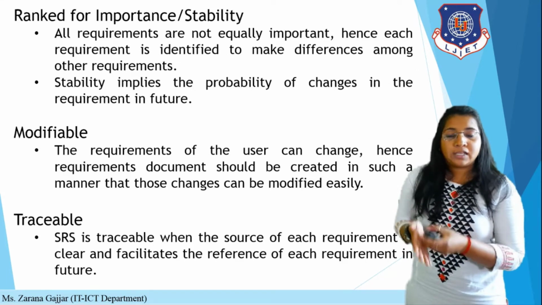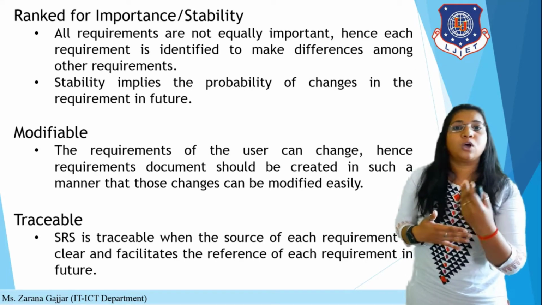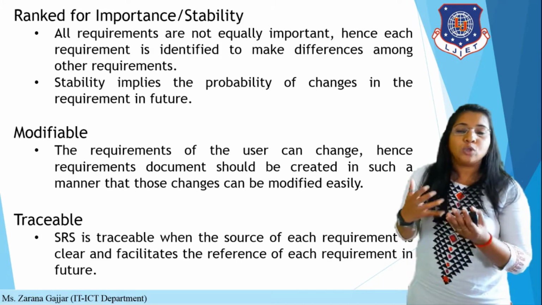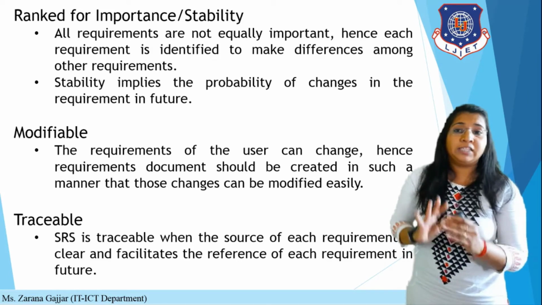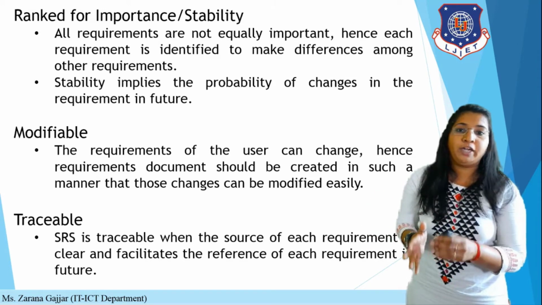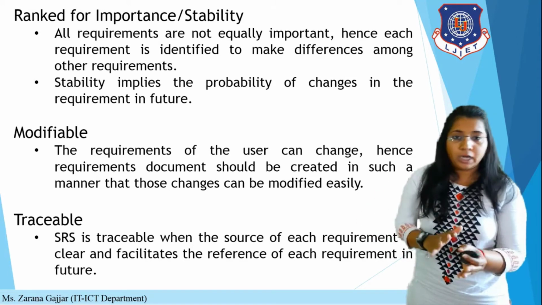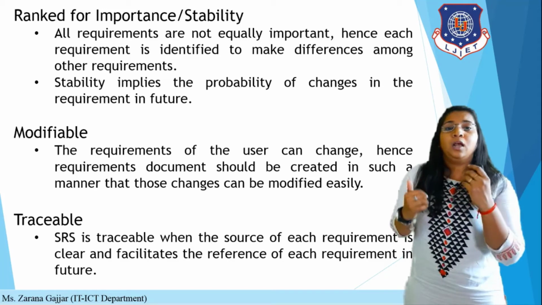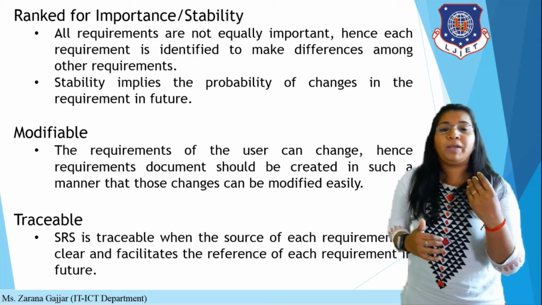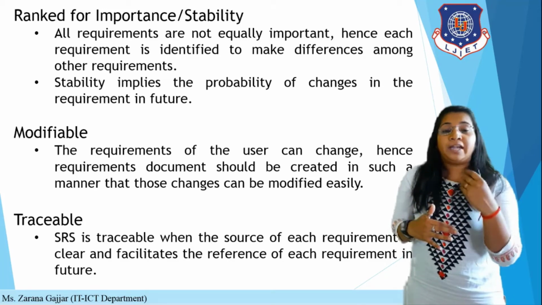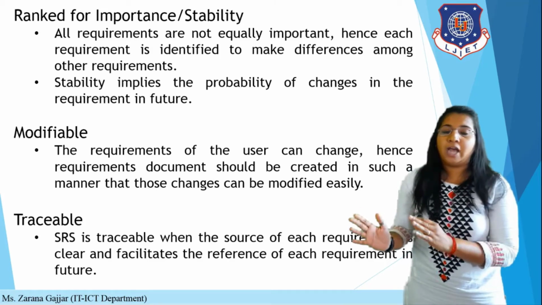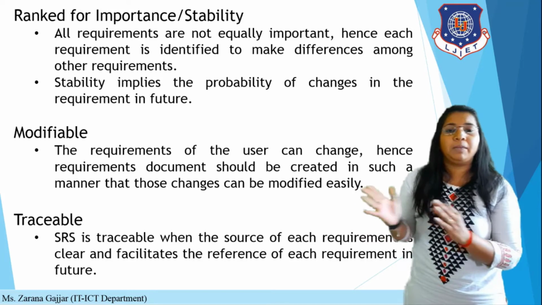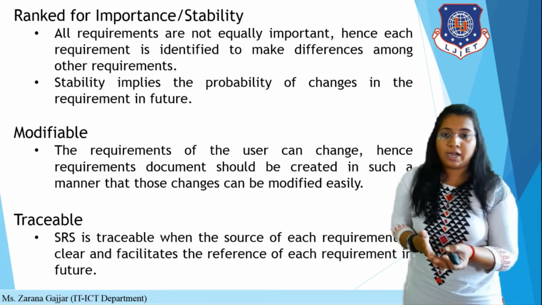Then next is ranked for importance and stability. Here all the requirements are not equally important. Hence each requirement is identified to make a difference among other requirements. For example, if I am developing any software for sending and receiving email, here Gmail, Yahoo and Rediff Mail, multiple services are already there.